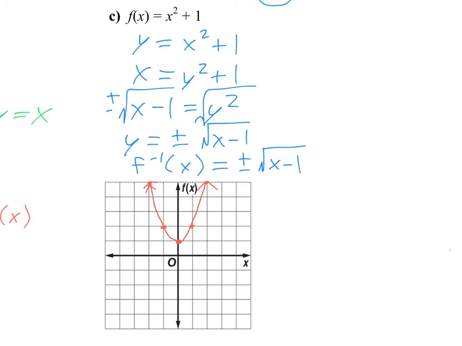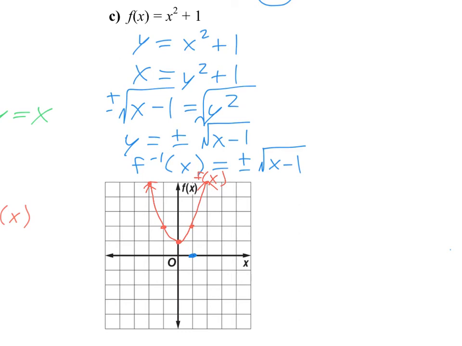Now we have to graph the inverse. Let me label the original. This is f of x. And so I think the easiest way to graph the inverse is to inverse some coordinates we see. So we see a vertex at (0, 1). So I know the new vertex will be (1, 0).